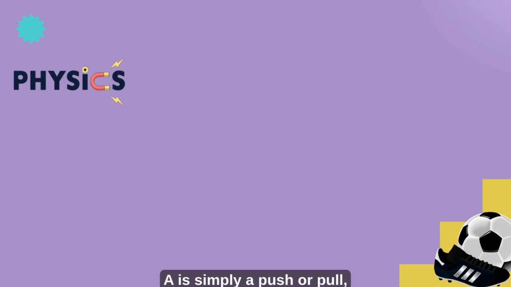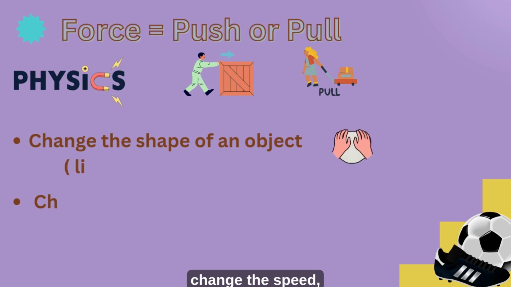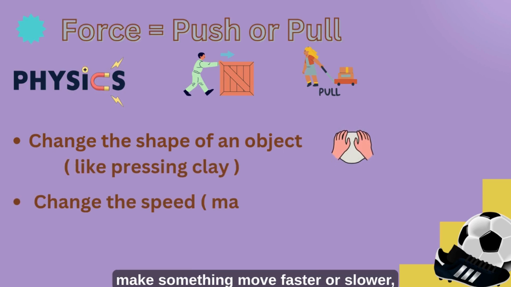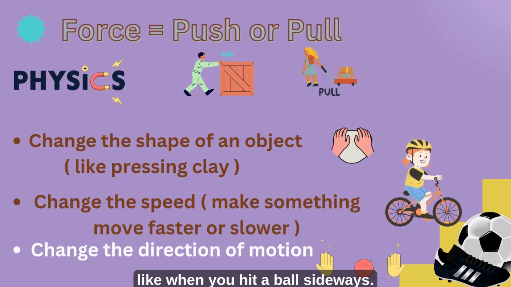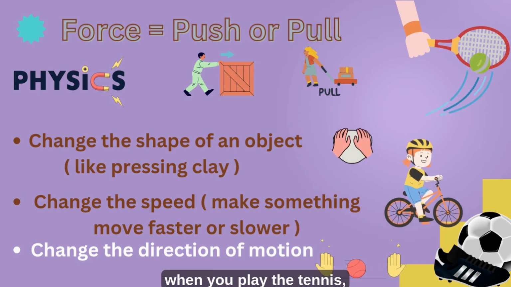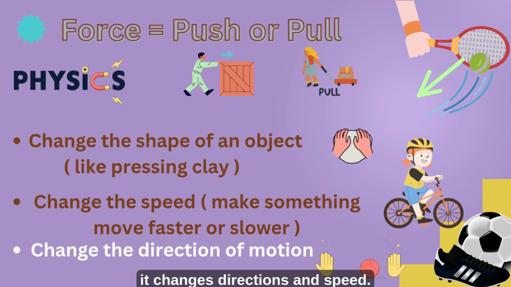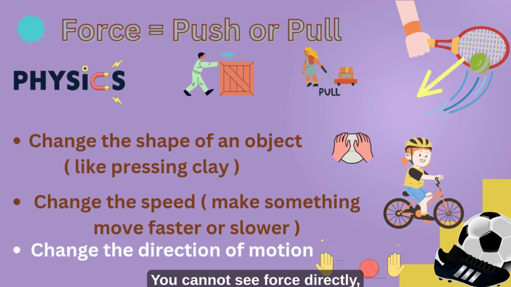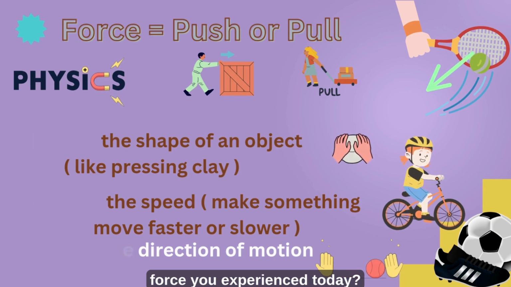So, what we learn, a force is simply a push or pull. It can change the shape of an object, like pressing clay, change the speed, make something move faster or slower, or change the direction of motion, like when you hit a ball sideways. For example, when you play tennis and the ball hits the ground, it changes direction and speed. You cannot see force directly, but you can see its effect. Can anyone give me an example of a force you experienced today?